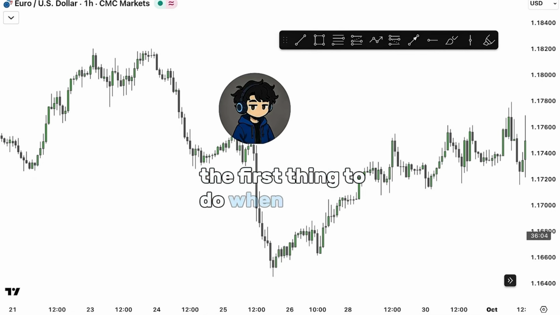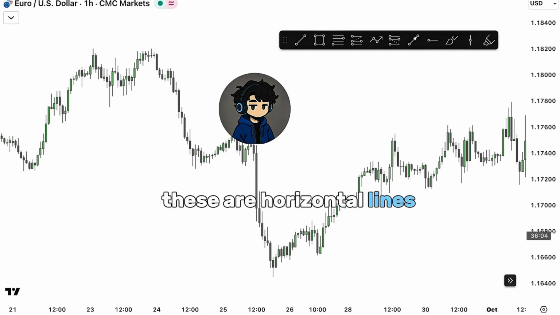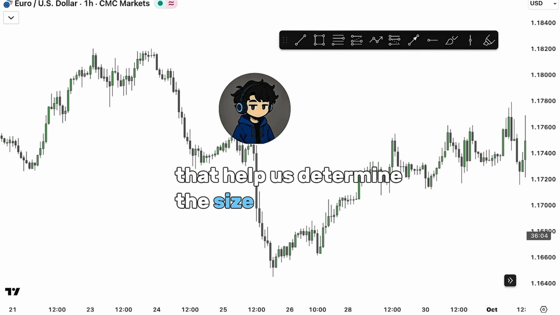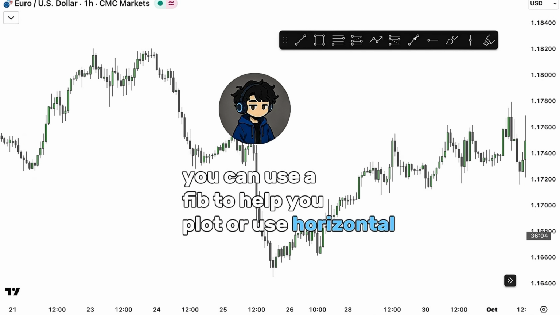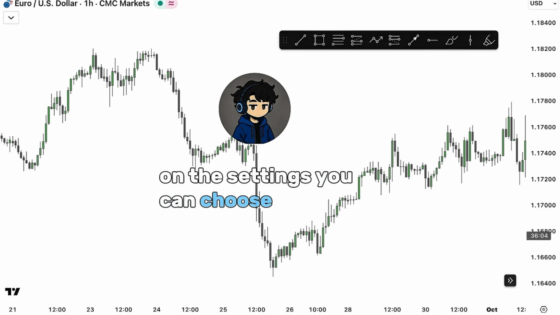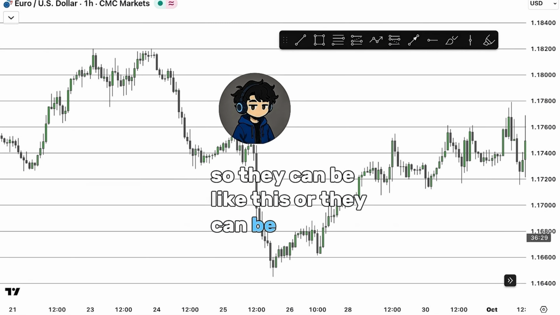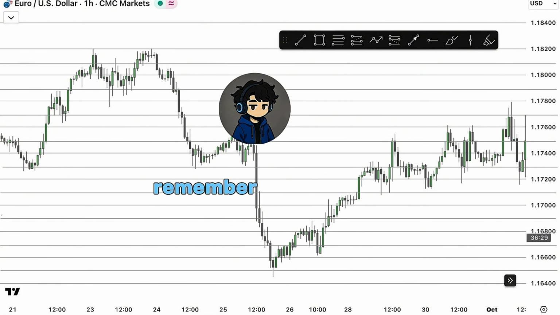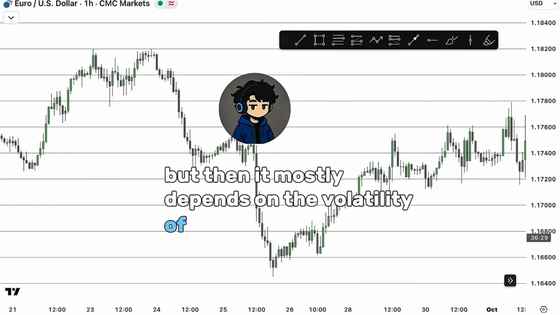The first thing to do when you have your chart is to plot your intervals. These are horizontal lines that help us determine the size of our arrows. You can use a fib to help you plot or use horizontal lines on the settings. You can choose any size you feel comfortable with, so they can be like this or they can be like this. Remember, the smaller your interval, it means you'll be taking short-term trades, and the larger your interval, you'll be taking longer trades, but then it mostly depends on the volatility of the market.